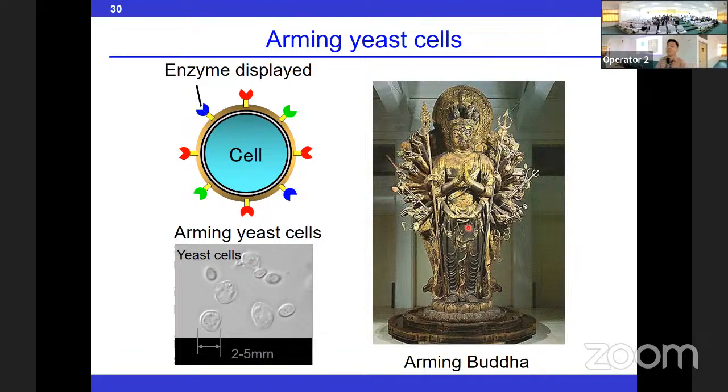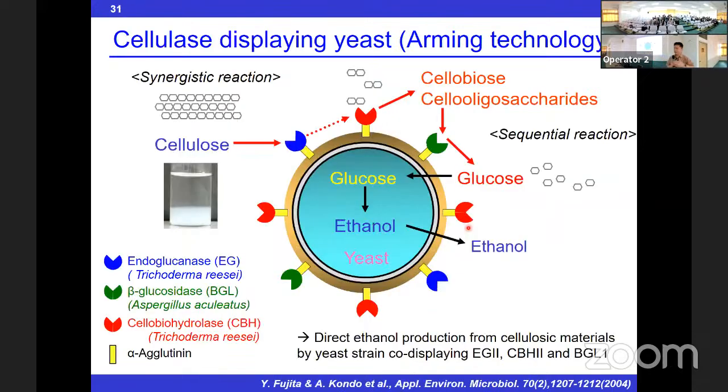We can't count, but maybe more than 1 million on the surface. By gene modification of the yeast strains, we could display several types of cellulases on the surface. Can you understand this one? This process is very difficult because of the gene modification. There are many gene modifications, but finally we created this cellulase-displaying yeast strain.